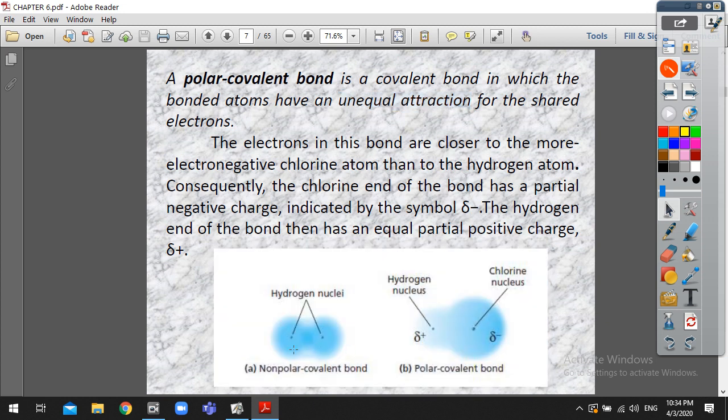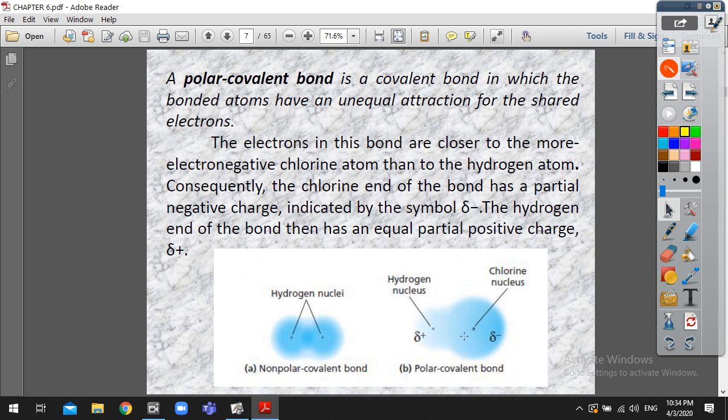As you see here, the distribution is equal. Why? Because the electronegativity difference will be 0. Maybe if both of them are hydrogen, the difference is 0. So it means that this is a nonpolar covalent bond. Why? Because the attraction of each atom is the same. So we can call this a nonpolar covalent bond.